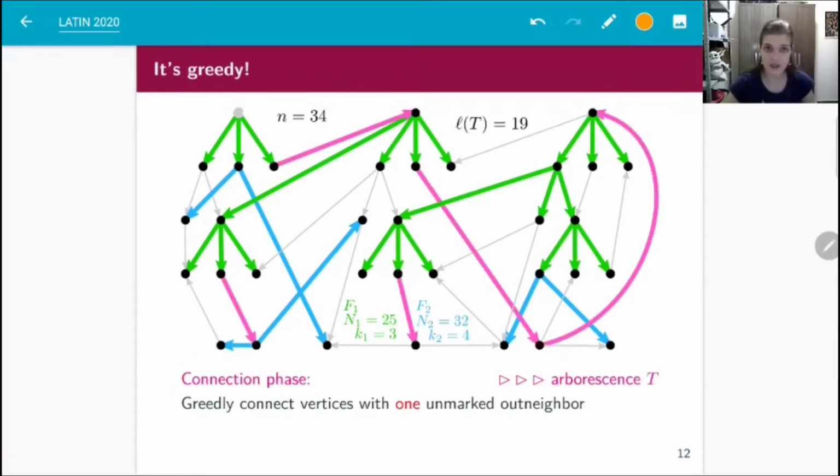The last phase is the connection phase, where we greedily connect vertices with 1 unmarked out neighbor. So this phase generates only 1 non-trivial component, which is the final arborescence. I think it's important to notice that this phase is quite difficult to be performed in any directed graph. The fact that this is a rooted directed acyclic graph guarantees that this phase will perform correctly.